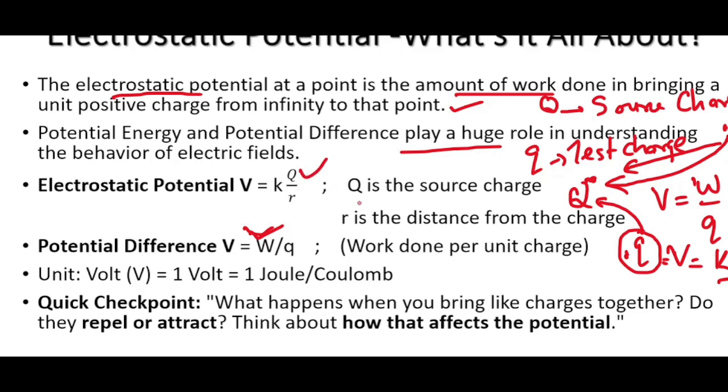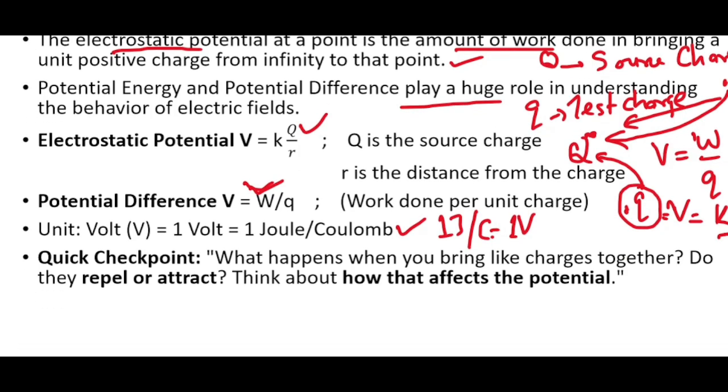And the unit of potential is 1 volt, and it is defined as joule per coulomb. That means when 1 joule of work is done in bringing 1 coulomb of charge, then the potential is 1 volt. Okay, good.